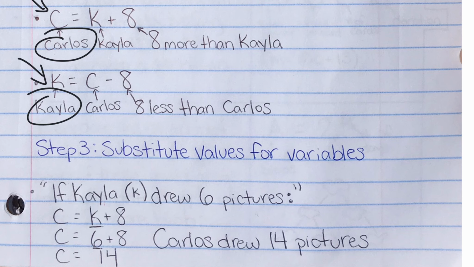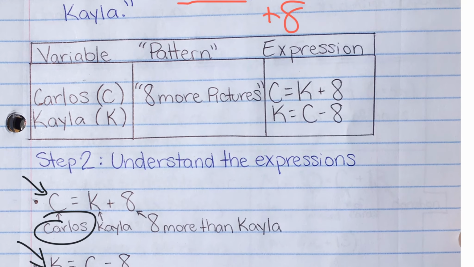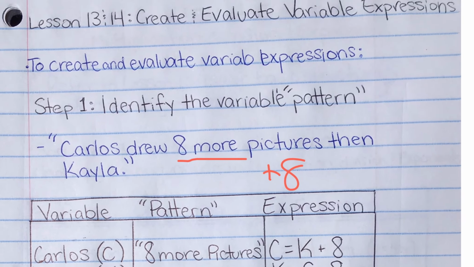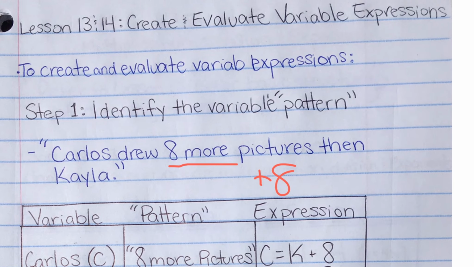Okay, it's as simple as turning the words into an expression and plugging in numbers for the letters. I know that was kind of fast. However, that's our notes for today. We'll practice it a bunch and I think it'll become pretty simple for you pretty quickly.